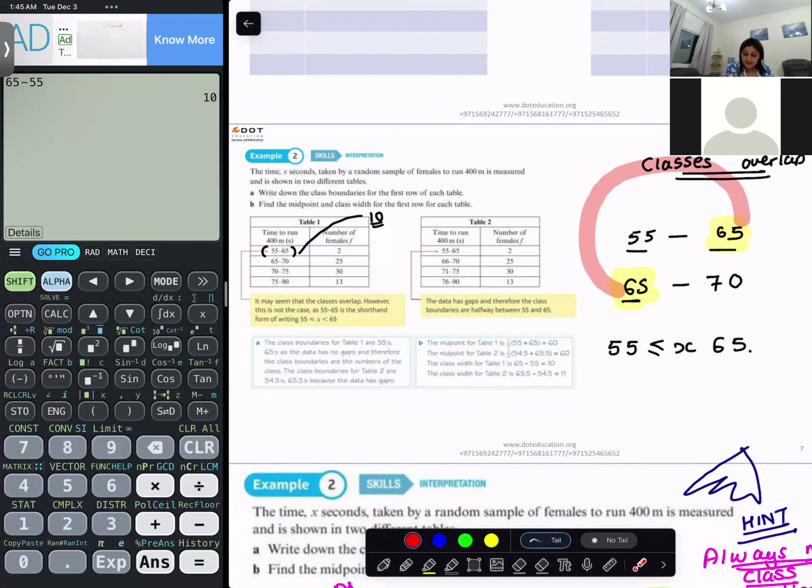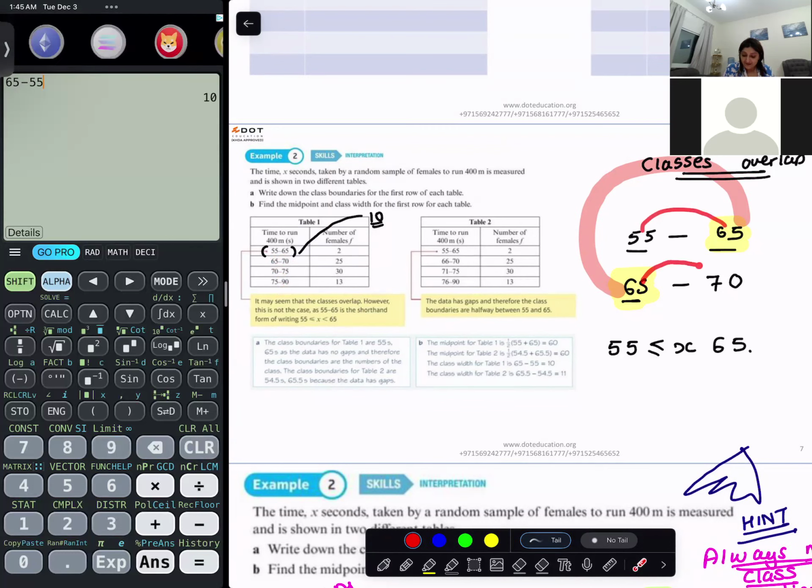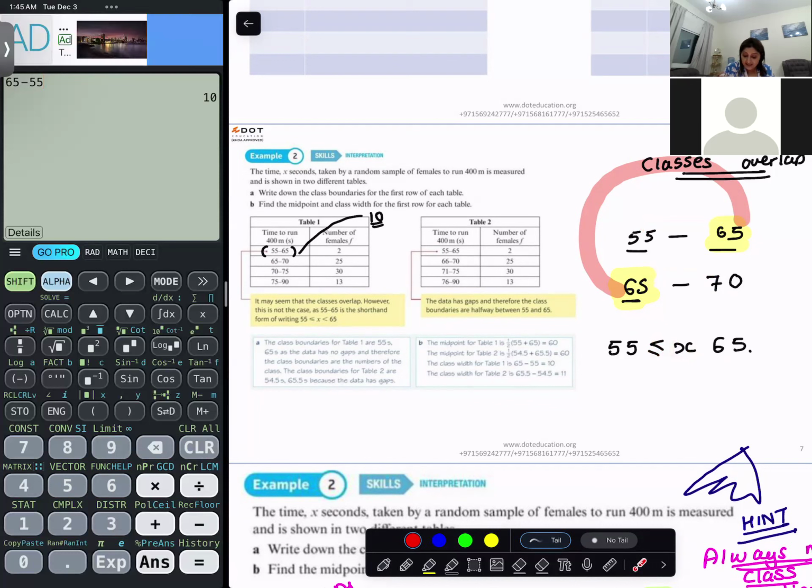But if you see over here, my classes overlap each other. That means with 55 to 65, 65 to 70, my x can take any value which is more than or equal to 55, but not equal to 65. If a female runs a race in 65 seconds, she will come in the next class. So here the classes are overlapping. So this is called continuous classes.